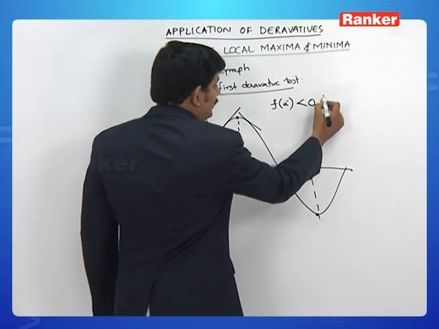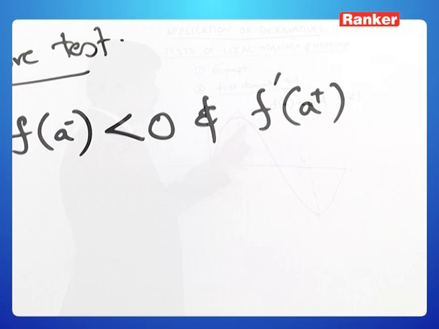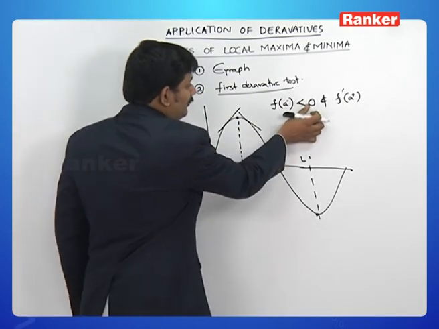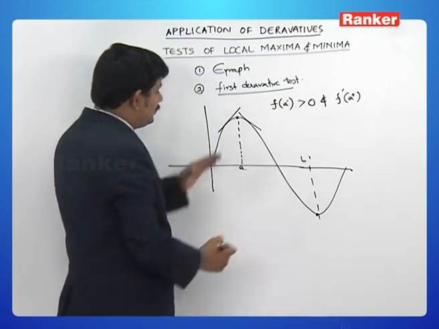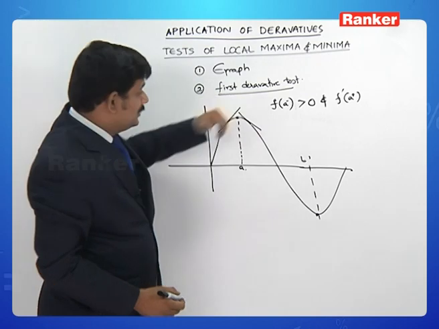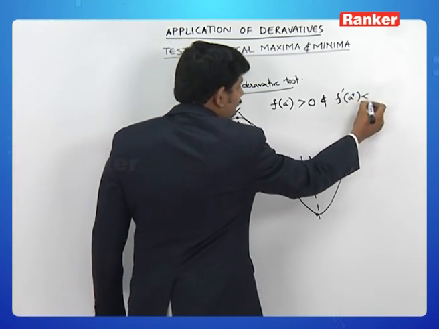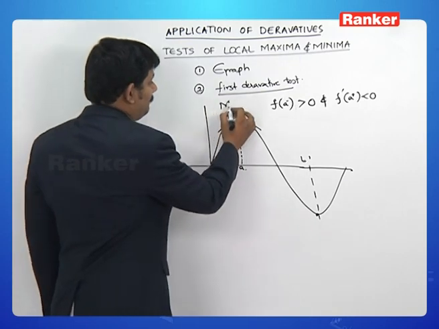and the derivative at a point just right of A... the derivative to the just left side point is positive, acute angled inclination, and the derivative to the just right side point is negative in case of a maxima.